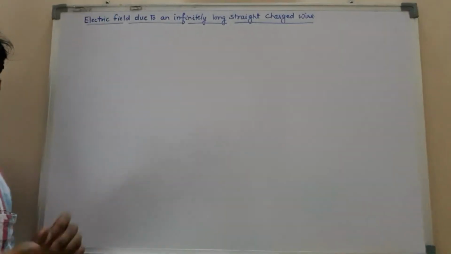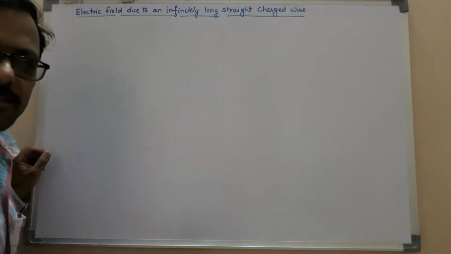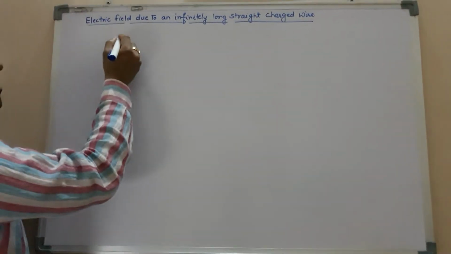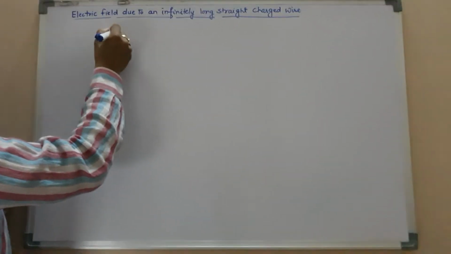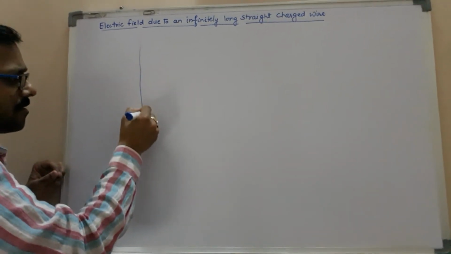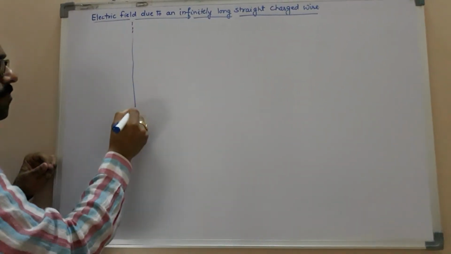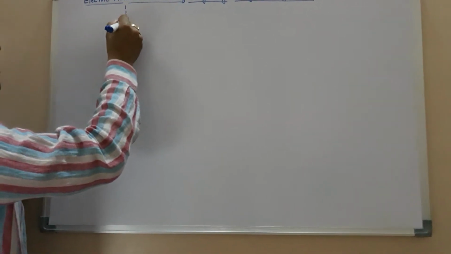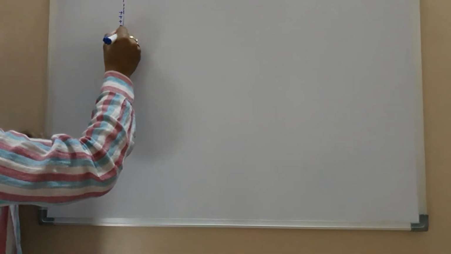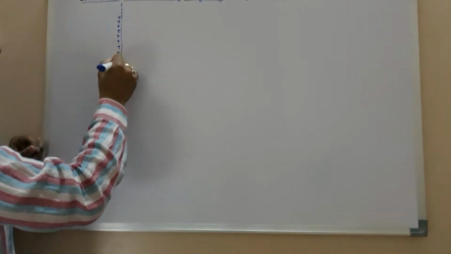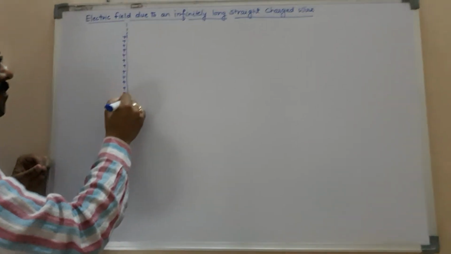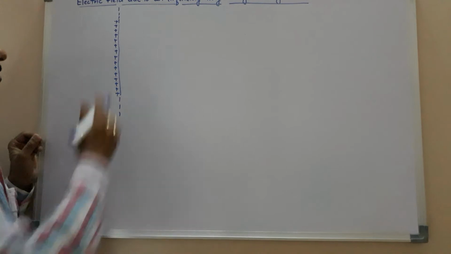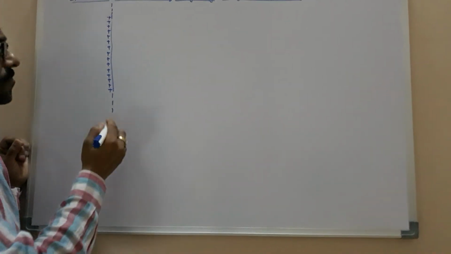So friends, today's topic is electric field due to an infinitely long straight charged wire. Let us consider one wire which is infinitely long. When I am marking this dot, it means it is infinitely long, and let it be uniformly positively charged. Okay, it is uniformly charged, with positive in nature.